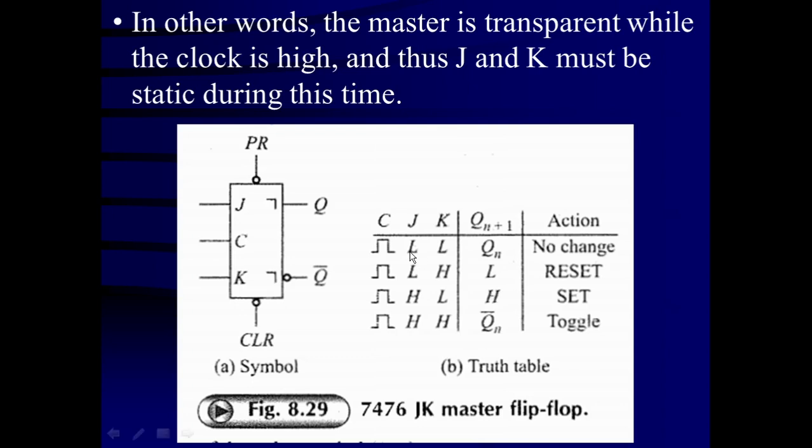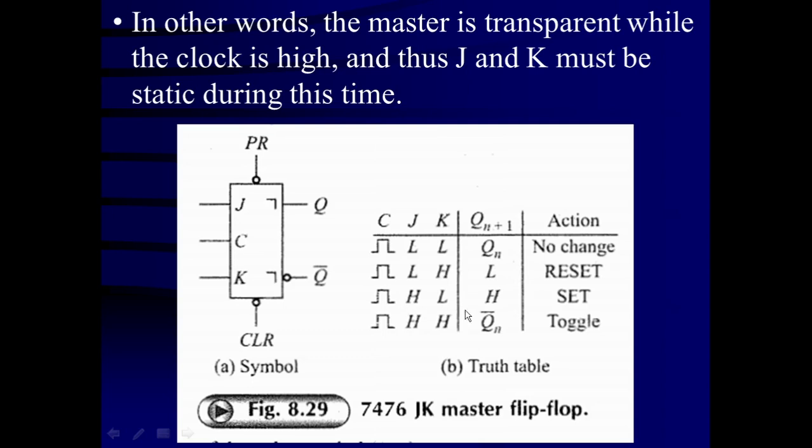So J is equal to 0, K is equal to 0. It is the no change condition. The flip-flop is disabled and Qn plus 1 is equal to Qn only. Whatever the previous value is, it is retained. It is not changed. Second, when J is equal to low and K is equal to high, that is the reset condition. The flip-flop is reset after one clock pulse. That means Qn plus 1 is low, and that is called the reset condition.